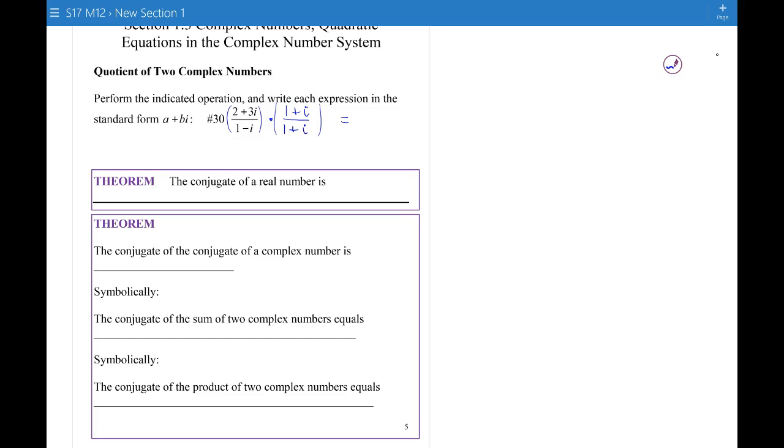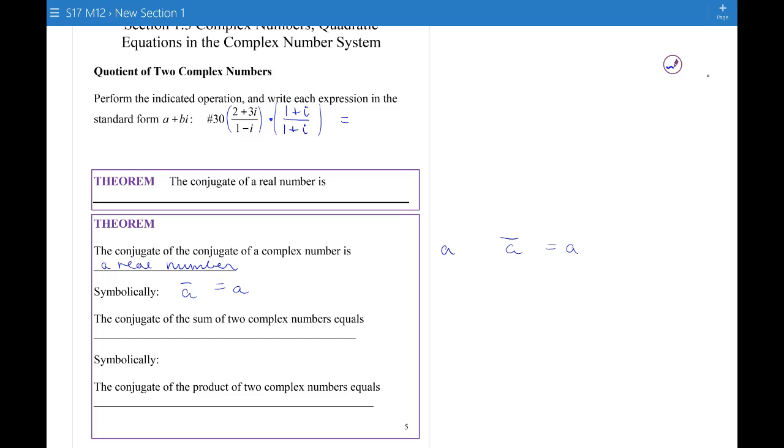And let's look at these little theorems here that says the conjugate of a real number is a real number, because it doesn't have an imaginary part. So it's just a. So if I do the conjugate of a, it's still going to be a. It doesn't have an imaginary part. So symbolically, you'd say a bar equals a if it's a real number only.